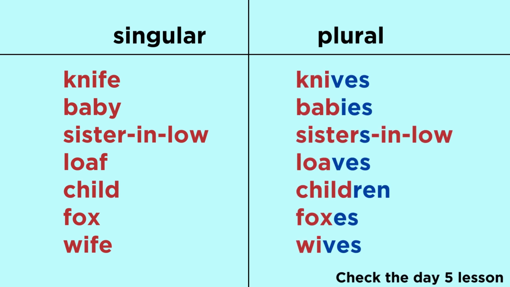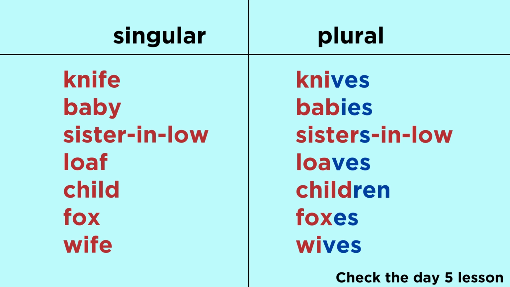Knife. The last two letters are FE. If the word contains F or FE at the end of that word, we have to remove that F or FE and add VES. So in this word knife, we have to remove FE and add VES. So the plural of knife is knives.